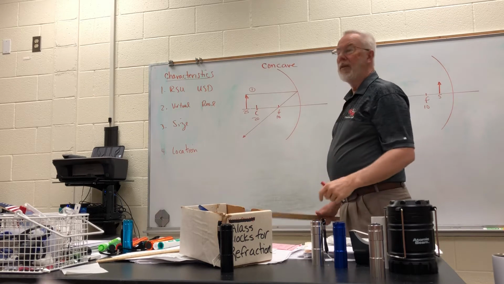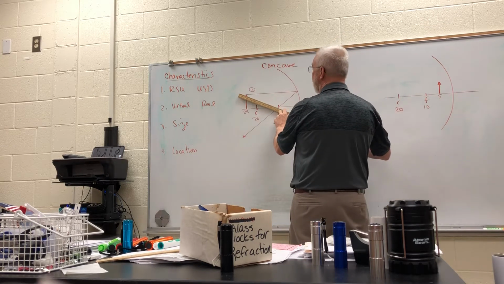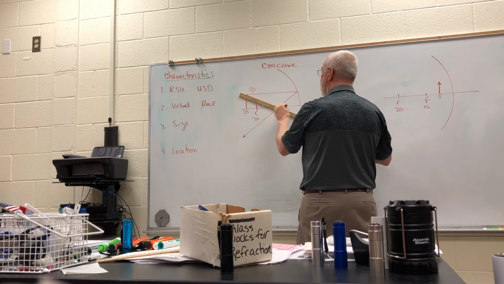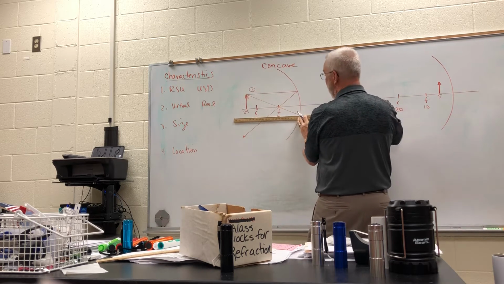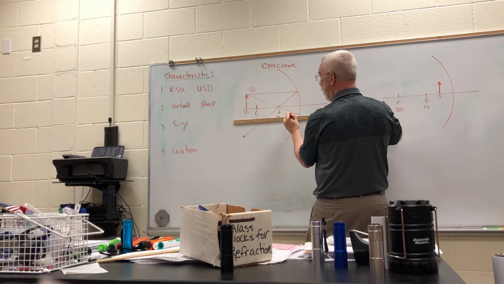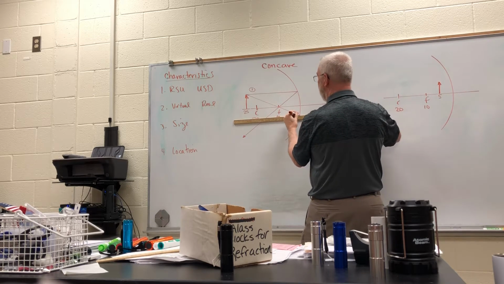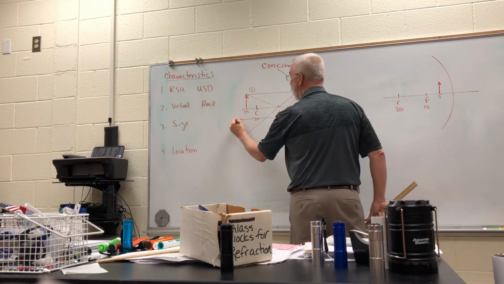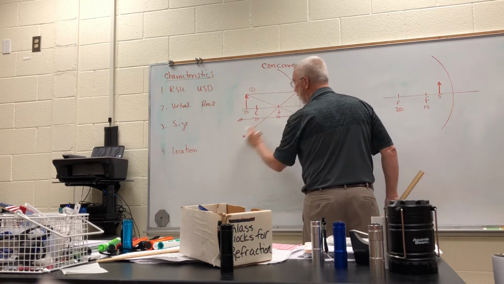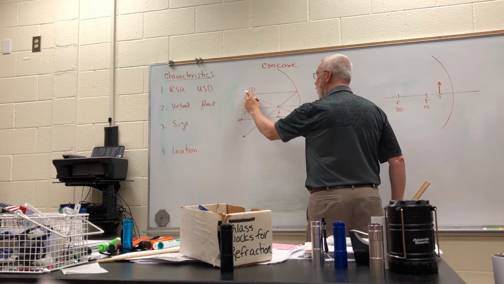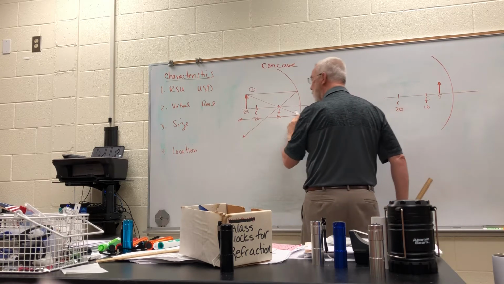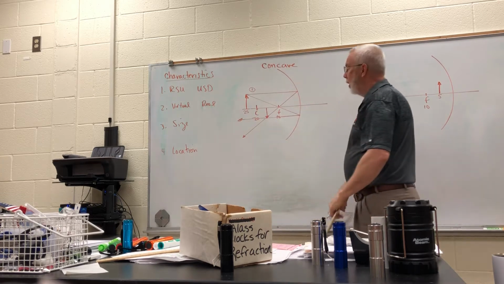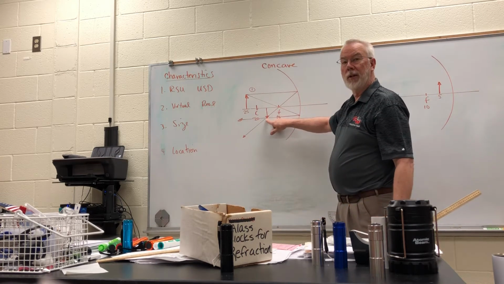A second line that we draw starts at the tip of the arrow, and it goes through the focal point first until it strikes the mirror, and then it reflects parallel. And I'm trying to make that line parallel like that. So one line comes in parallel and goes through the focal point. The other line goes through the focal point, and when it strikes the mirror, it goes out parallel. Where they intersect is going to be where the image is located.